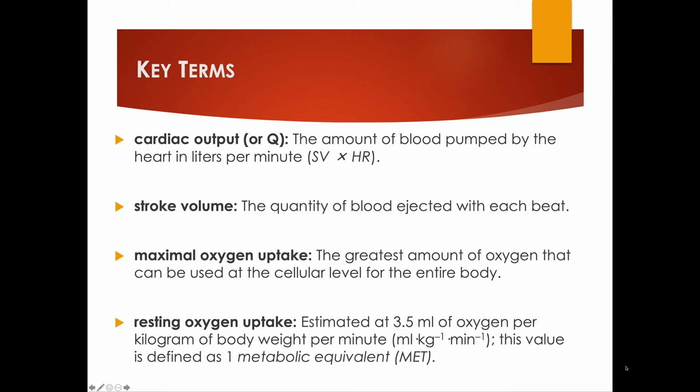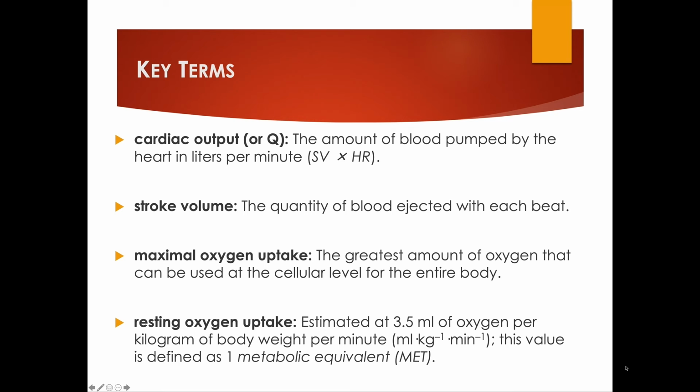Okay, you got maximal oxygen uptake, or VO2 max. It's the greatest amount of oxygen that can be used at the cellular level for the entire body. And when you're looking at your VO2, you're looking at the relationship between the cardiovascular and the metabolic systems, and how well oxygen can be uptaken to keep all systems operating at a given workload.